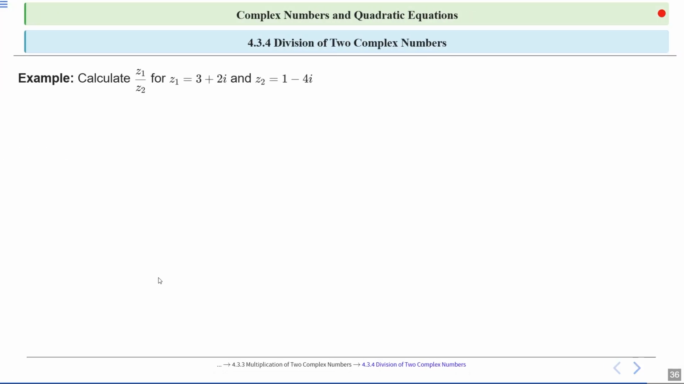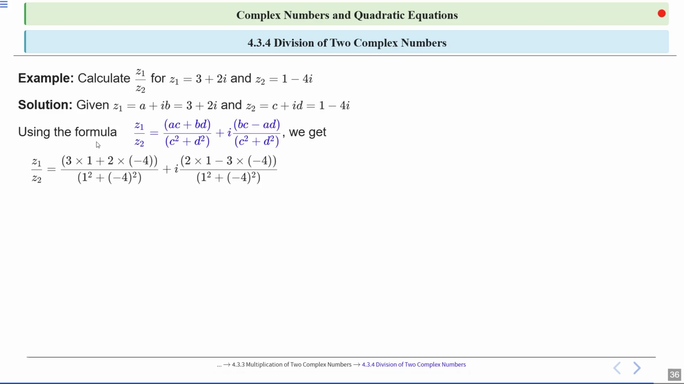So let's look at an example. Calculate z1 divided by z2 for z1 equals 3 plus 2 iota and z2 equals 1 minus 4 times iota. Given that z1 equals a plus iota times b equals 3 plus 2 times iota, z2 equals c plus iota times d equals 1 minus 4 times iota. Using the formula, z1 divided by z2 equals (ac plus bd) divided by (c square plus d square) plus iota times (bc minus ad) divided by (c square plus d square).